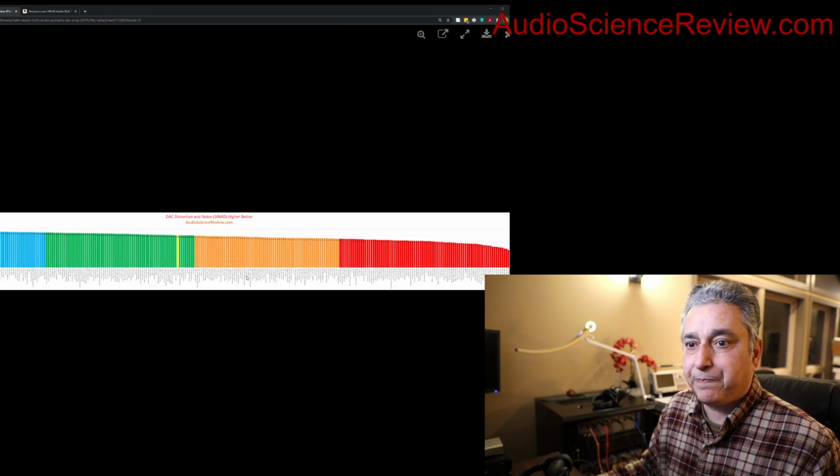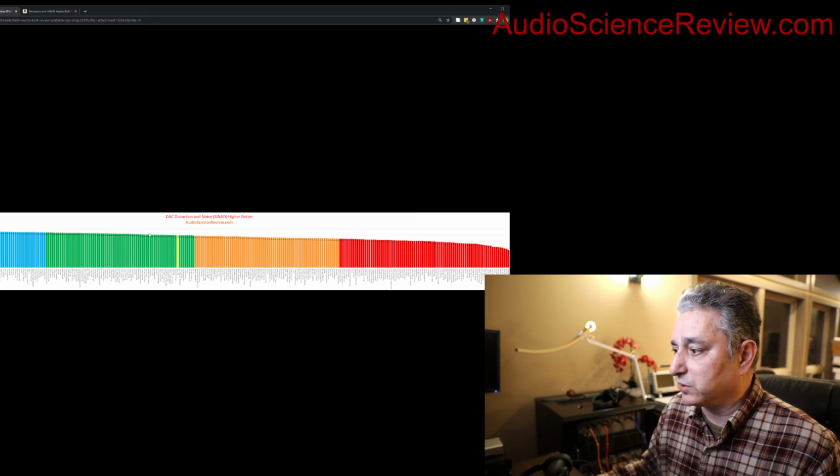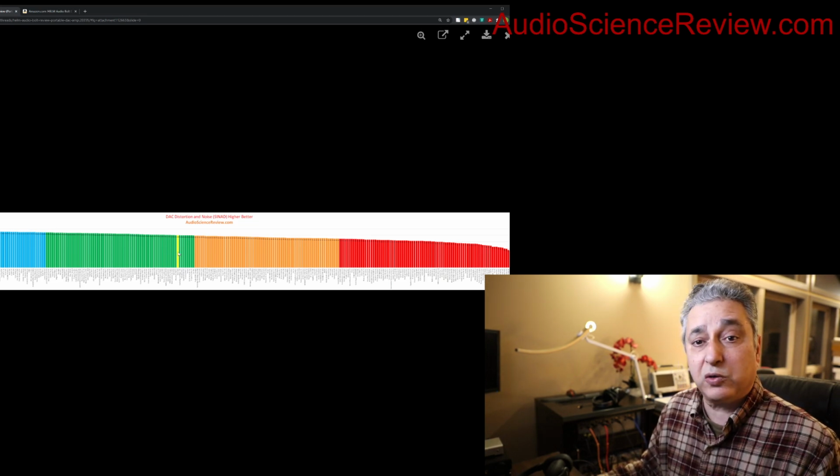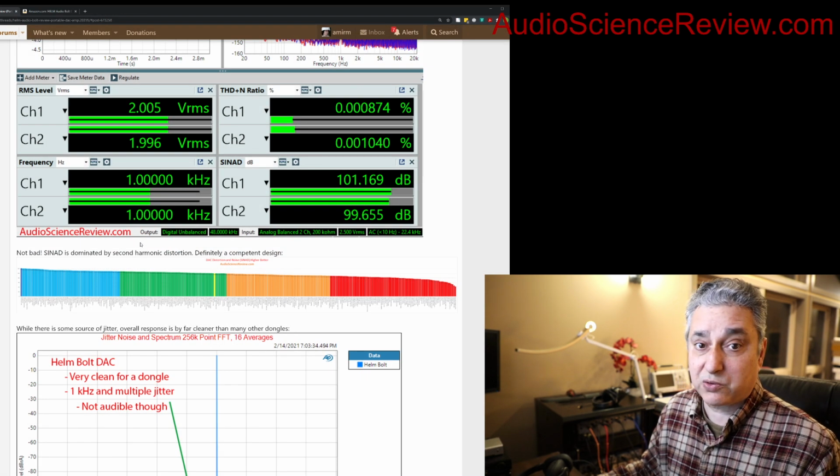So if we look at the ranking, if we plug that into every DAC that I've tested, some 350, 400 DACs, it lands in a green zone, which I call very competent. Blue is just fantastic, but these dongles don't ever get blue. Most of these dongles are either in orange or many of them in red. So to get into green is quite nice.